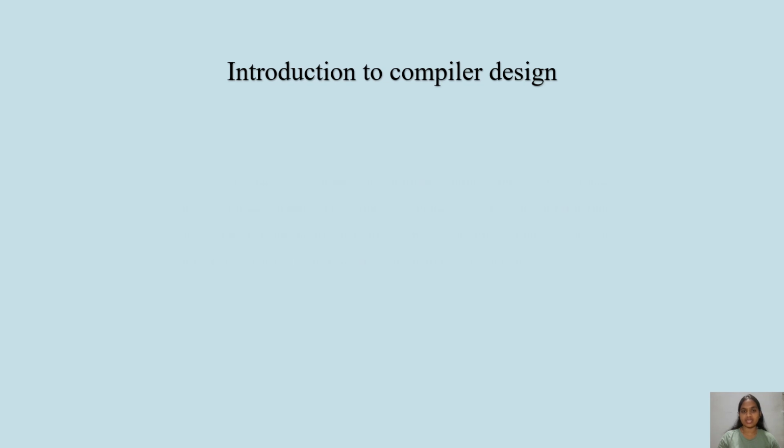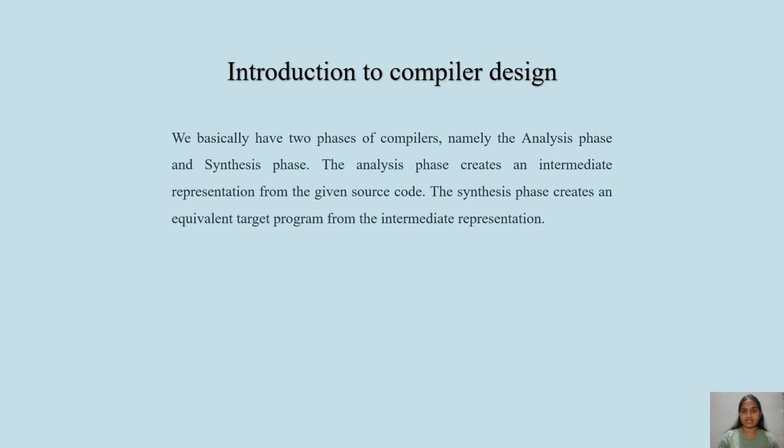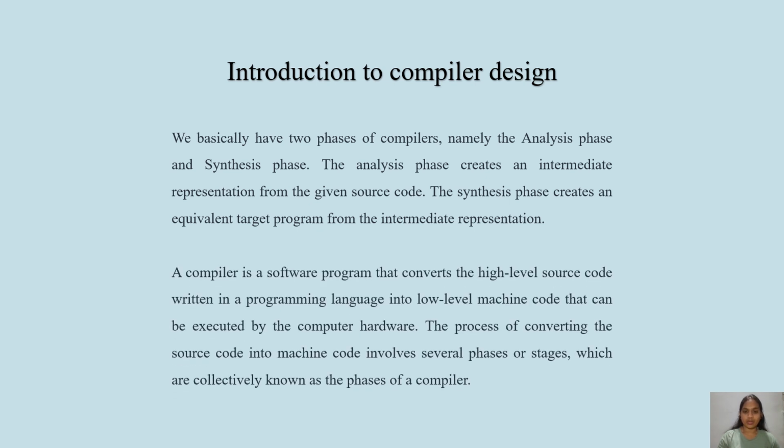Introduction to Compiler Design. There are two phases in compilers, namely analysis phase and synthesis phase. In analysis phase, from the given source code, it creates an intermediate representation. In synthesis phase, from the intermediate representation, it creates a target program. A compiler is a software program. It converts high-level source code, which is written in a programming language, into low-level machine code that can be executed by the computer hardware. The process of converting the source code into the machine code involves several phases or stages, which are collectively known as phases of compiler.